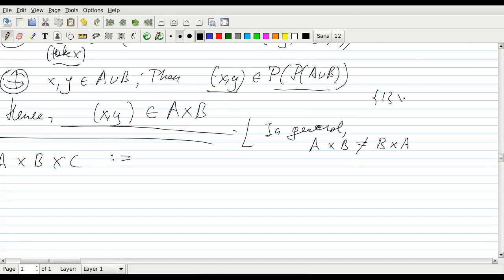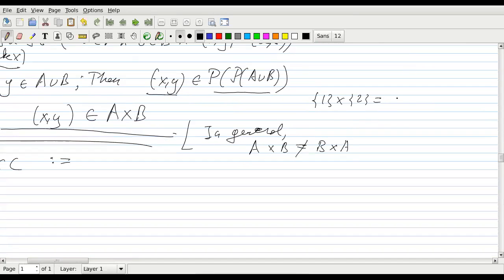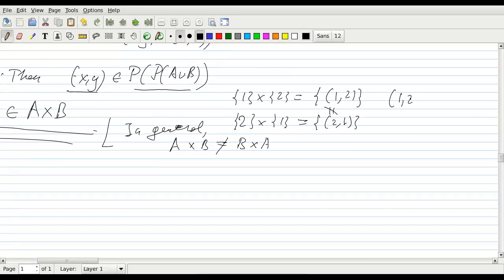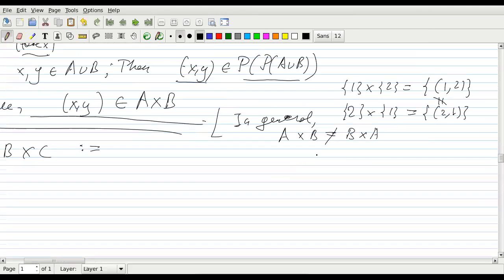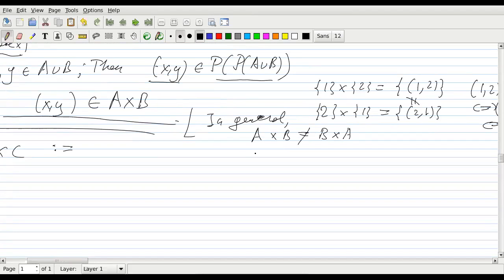What if you take the following product? It consists of exactly one pair. Is it clear? Yes. And here we have this pair. They are not equal. Why? Because this pair is equal to this one. This would mean that 1 equals 2, which is false. So in general, A times B is not the same as B times A.